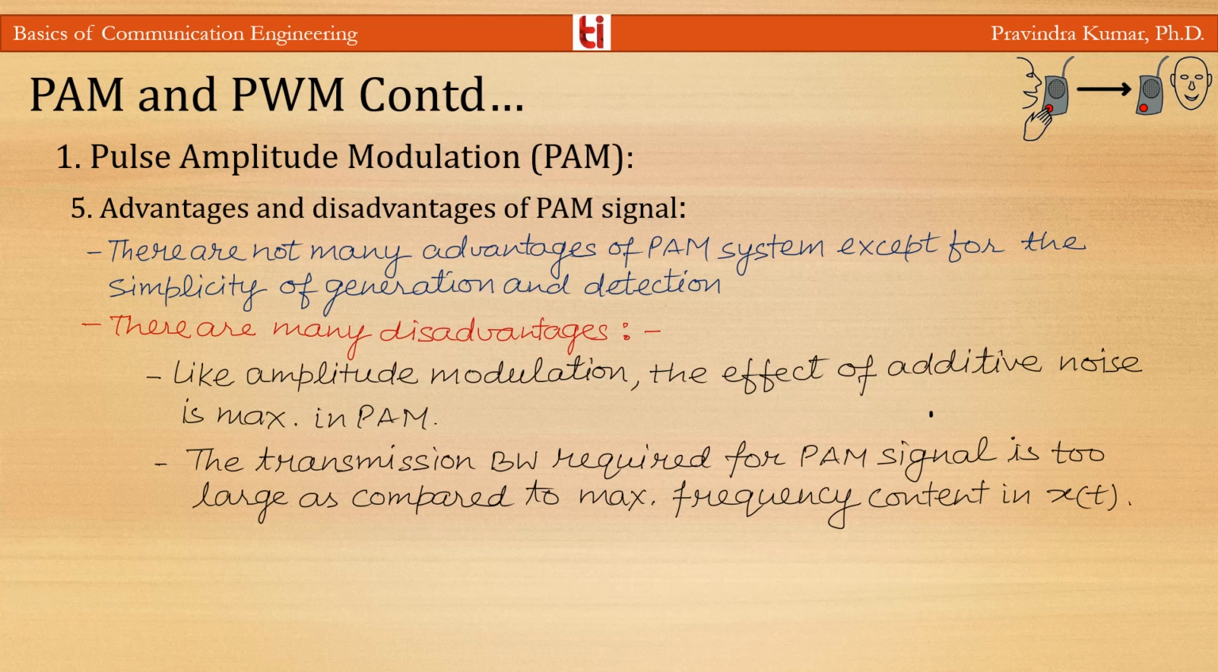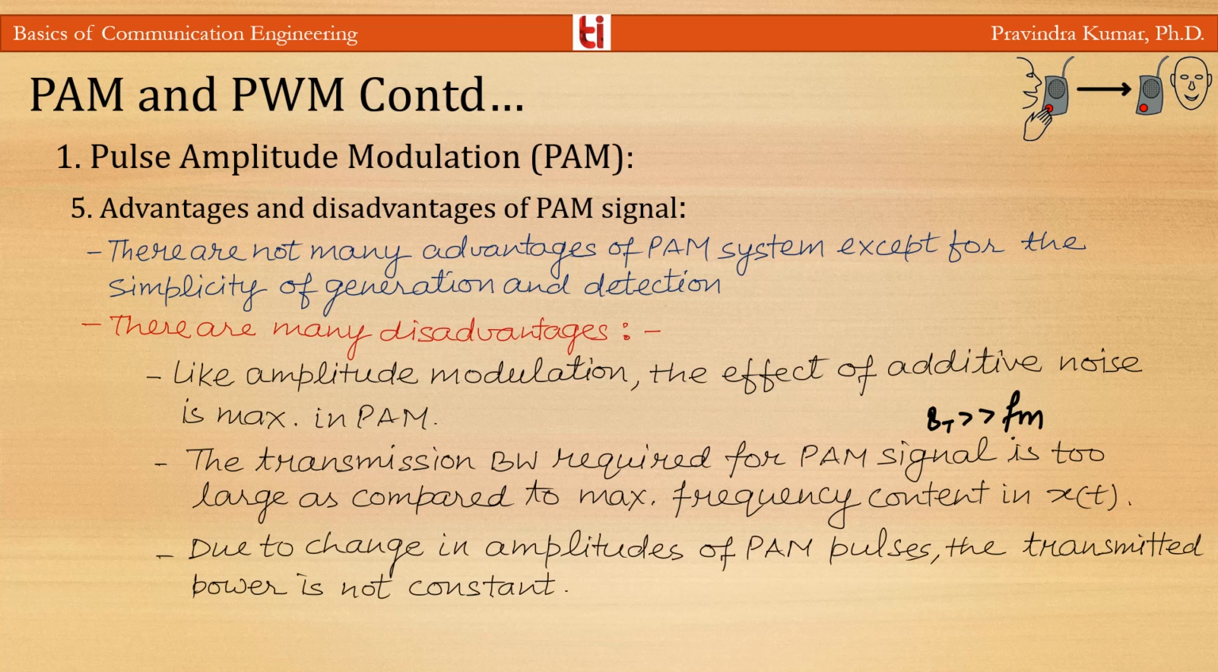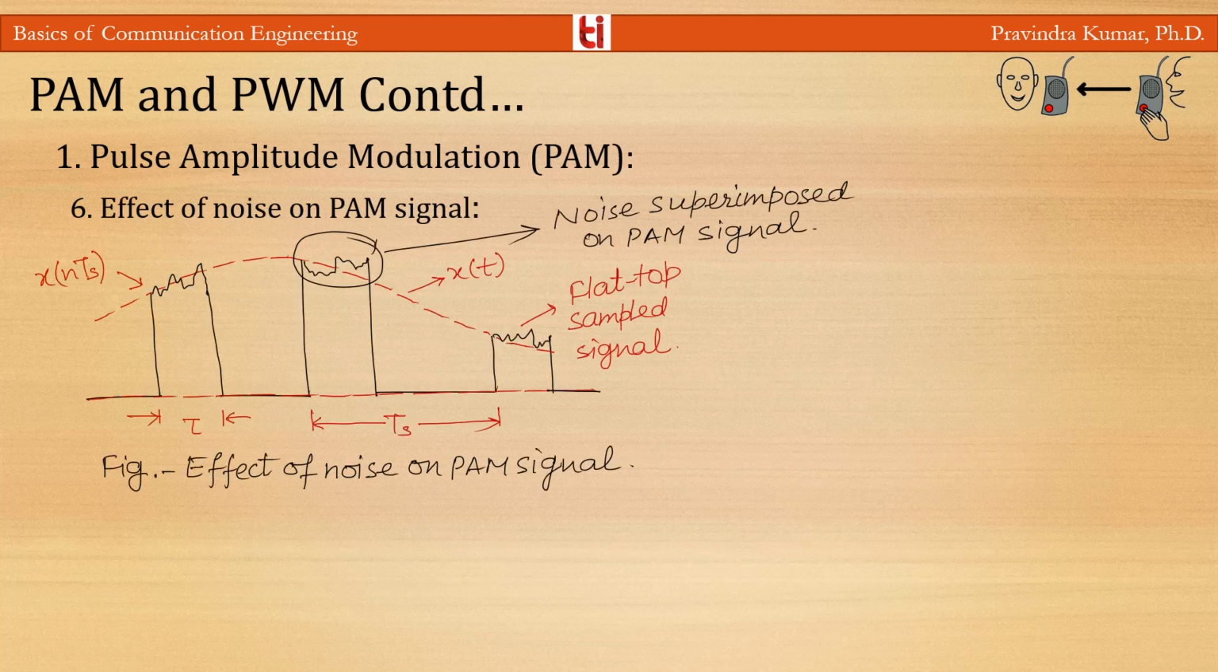And the transmission bandwidth BT required for the PAM signal is too large compared to the maximum frequency content in xt, meaning BT is very large, like FM. And due to the change in the amplitude of PAM pulses, the transmitted power is not constant. So these are some disadvantages of the PAM signal. Now, the effect of noise on the PAM signal.